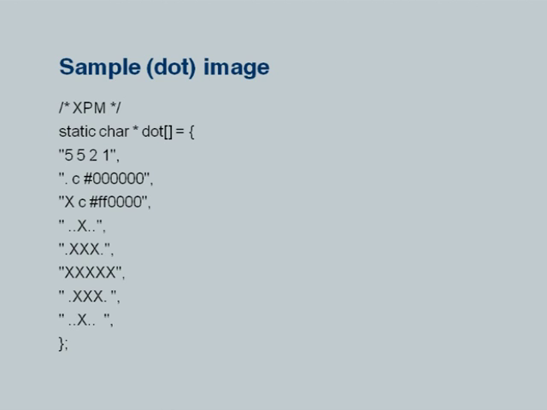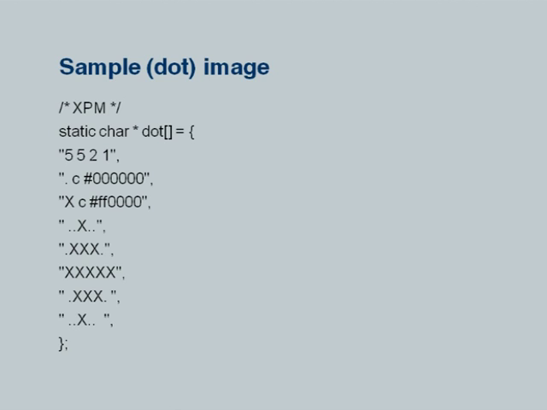Typically, these are hexadecimal numbers. That means this is one byte, this is the second byte, this is the third byte. Traditionally, the first byte represents the intensity of red, the second byte green, and the third byte blue. Since the green and blue components are zero, this color is actually red. Consequently, you have a black and red image. The black is represented by a dot, and the red is represented by X.